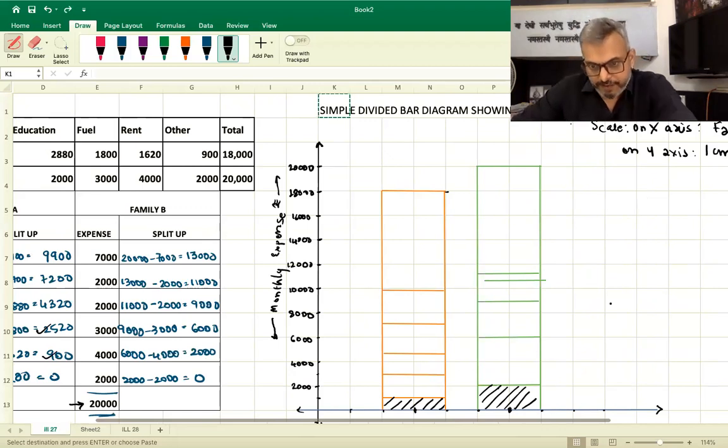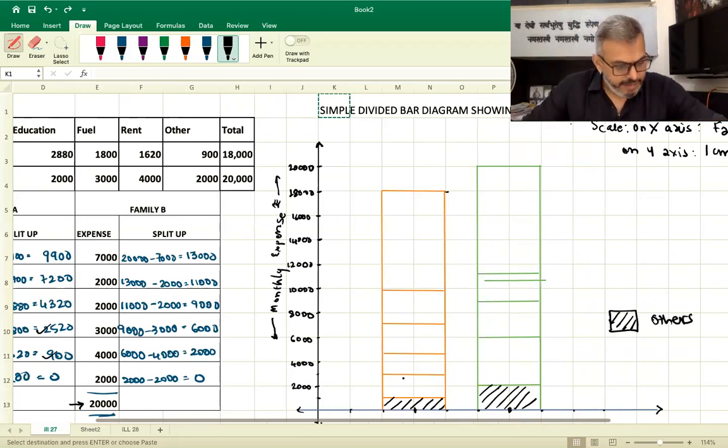और सबसे बॉटम में है तो सबसे बॉटम में ले लेता हूं उसको। Diagonal lines, that is food, that is, sorry, others. Okay, then next is rent. So rent में I will put vertical lines.